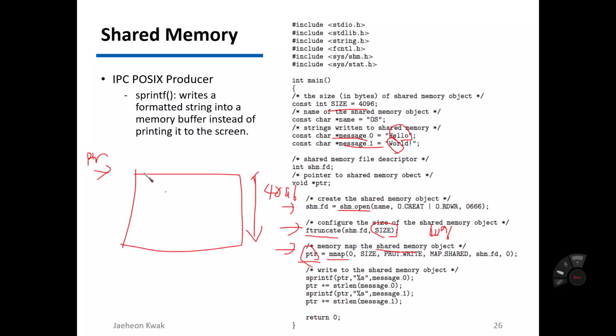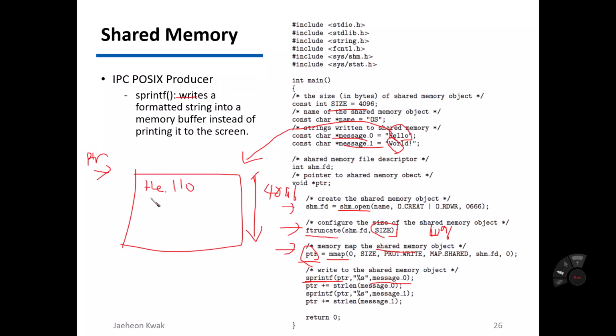Now that we have this shared memory, we can use fprintf, a function that writes a formatted string into a memory buffer. By calling this, we can write this hello into the shared memory.